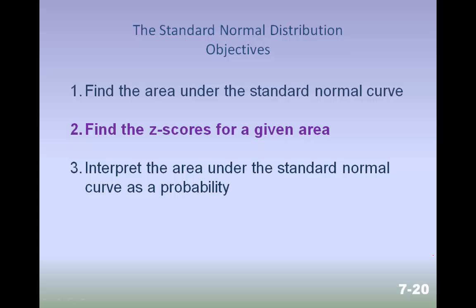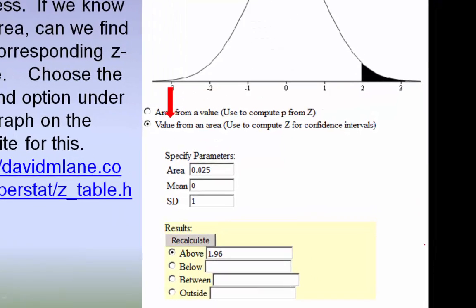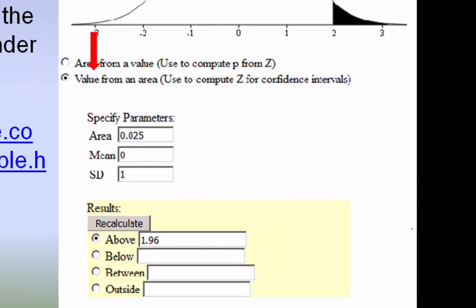Now let's find the z-scores for a given area. Now we reverse the process. If we know the area, can we go backwards and find the corresponding z-score? To do this on the website, choose the second option under the graph.